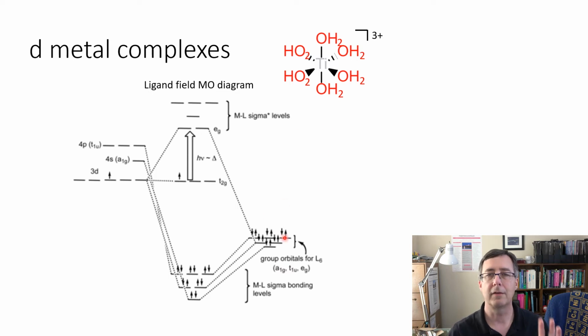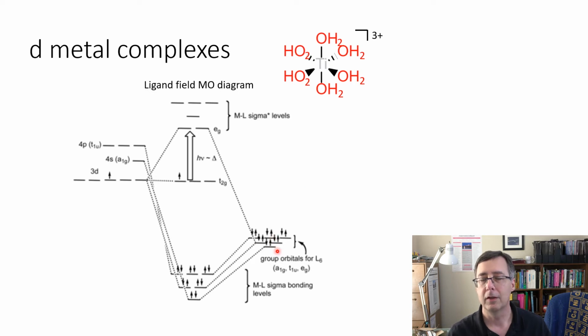So what I've done is I've already mixed and matched atomic orbitals on the waters to form molecular orbitals, but just on the ligands. And furthermore, I've symmetry adapted those to the octahedral point group that we're looking at. So that's what are called these group orbitals over here. And you can see that there's 6 of them because there's 6 ligands, okay?